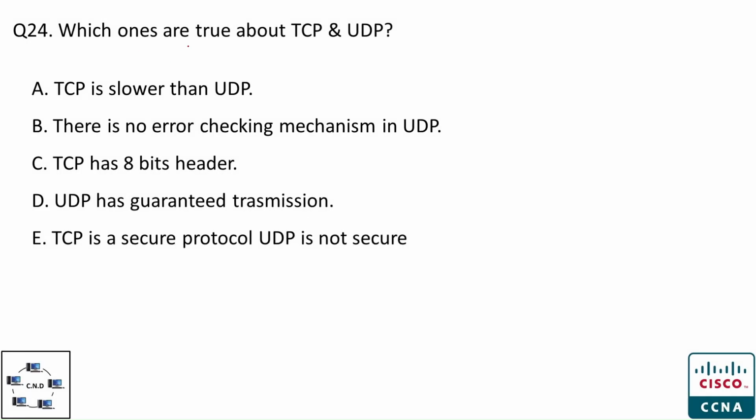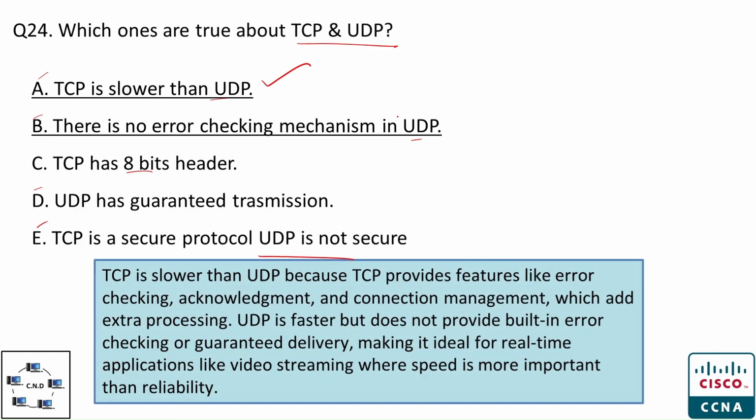Question number 24. Which ones are true about TCP and UDP? And the options are option A, TCP is slower than UDP. Option B, there is no error checking mechanism in UDP. Option C, TCP has 8 bits header. Option D, UDP has guaranteed transmission. And option E, TCP is a secure protocol, UDP is not secure. And the correct options are option A, TCP is slower than UDP, and option B, there is no error checking mechanism in UDP.